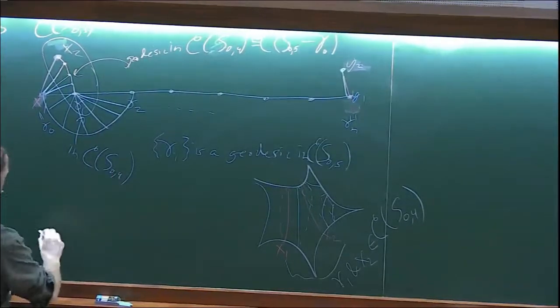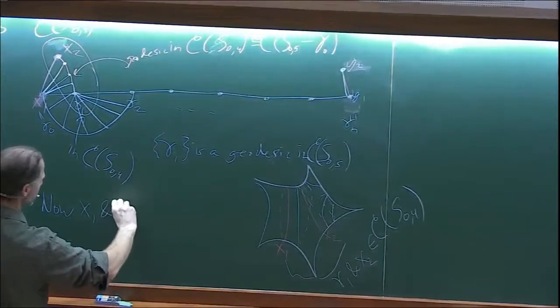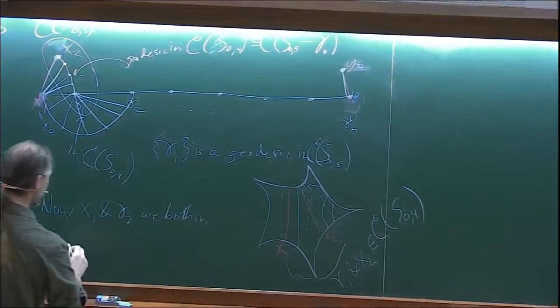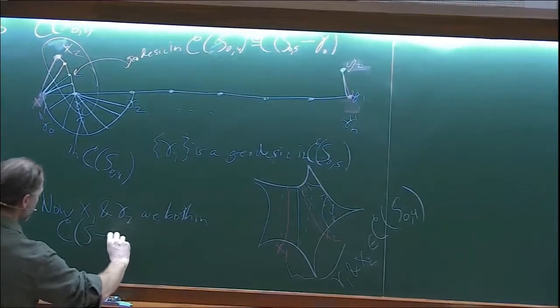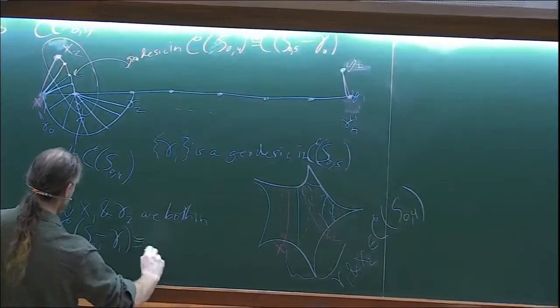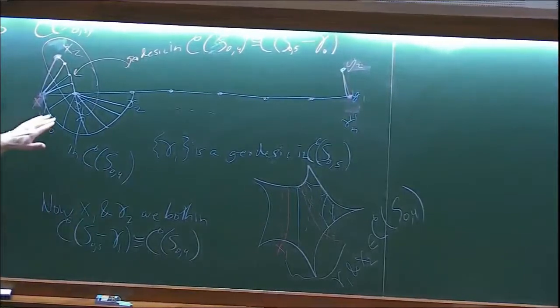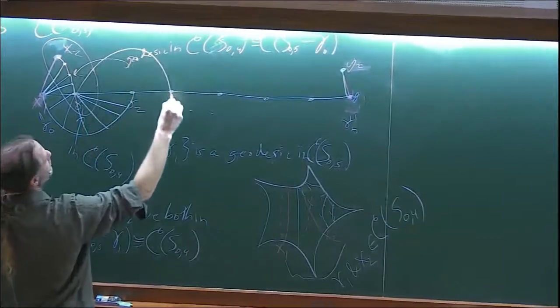Okay, so now x1 and gamma 2 are both in C of S minus S05 minus gamma 1, which is just a copy of C of S04. Okay, and so I connected those by some sequence of geodesics. And then you repeat.